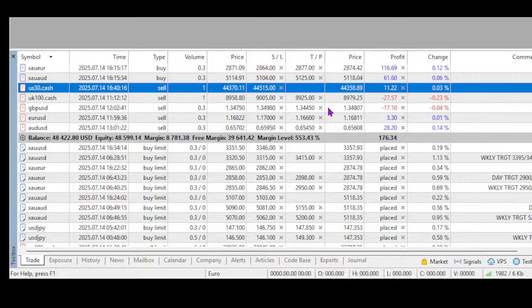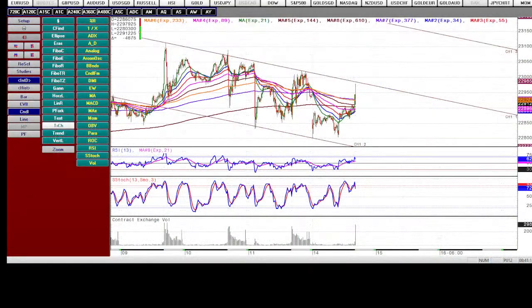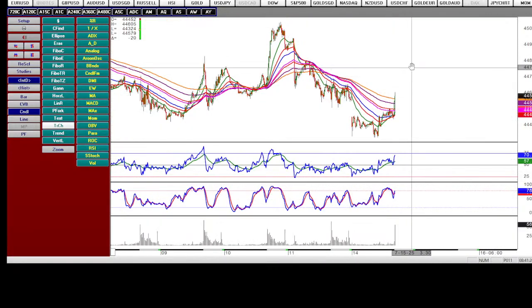So now, since we are waiting for this, let's do a projection for the Dow, because we don't have a target. So let's do a Dow target projection.